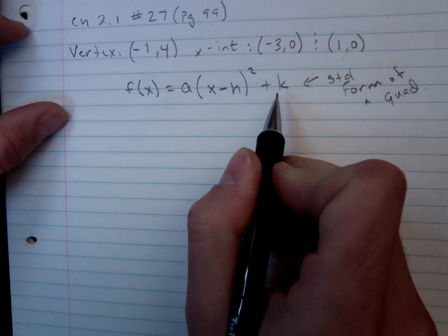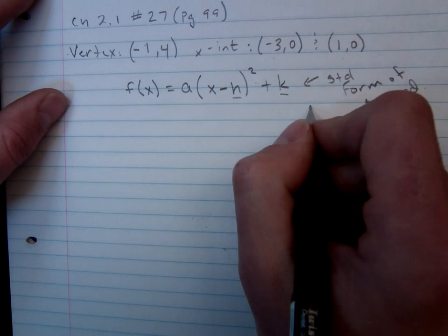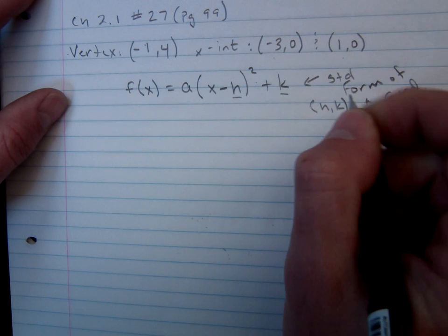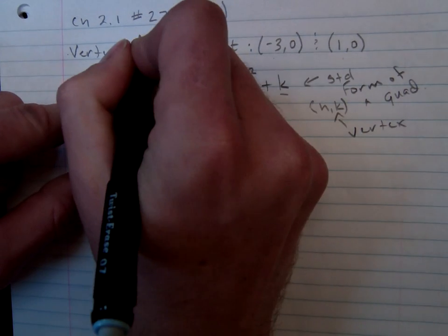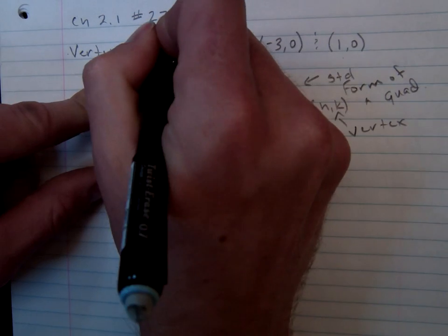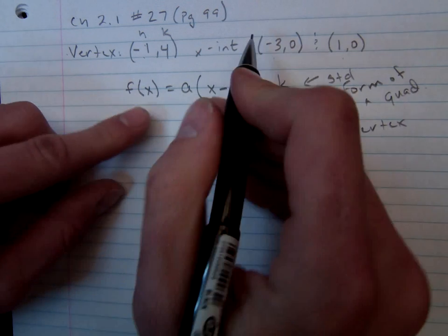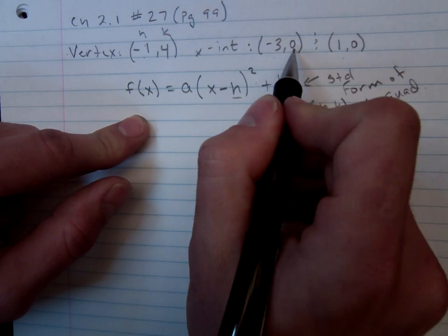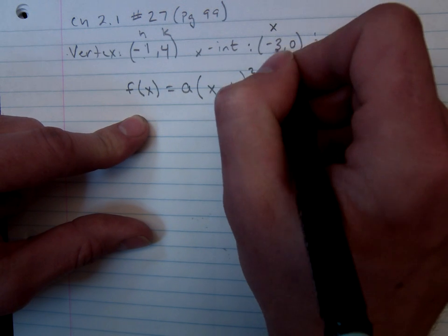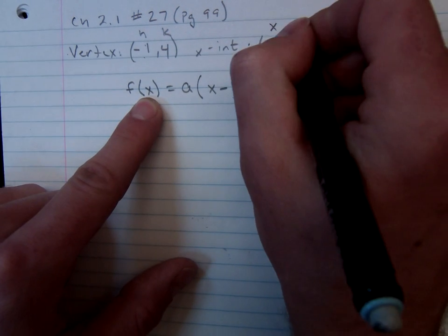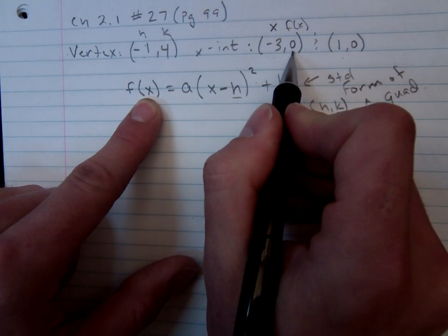So from here I can see that I do have some of this information. Now keep in mind, (h, k) is the vertex. Well, they give us the vertex, so I know that the -1 is in fact an h and the 4 is in fact a k. So I'm going to go ahead and label those on there so I can be clear. Now anytime I have a coordinate pair, I know that this is the input and this is the output. In this case, I'm not using y, I'm using f of x. So when x is -3, my output is 0.